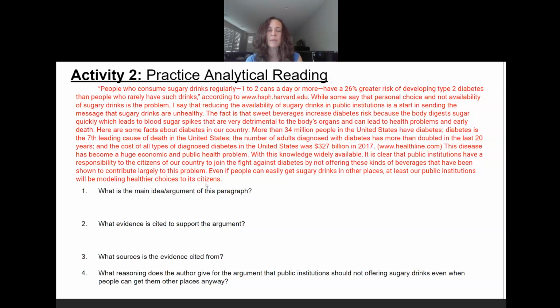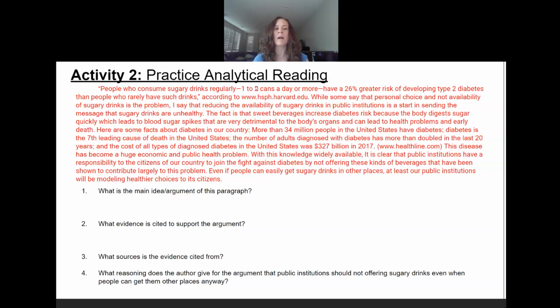Okay, so that was obviously a paragraph that talked about diabetes and made an argument. So it says, what is the main idea or argument of this paragraph? So usually you can find a main idea or argument of a paragraph either in the first or second sentence or in the last sentence of the paragraph, because introductory sentences often have something surprising. It's the hook that draws you in.